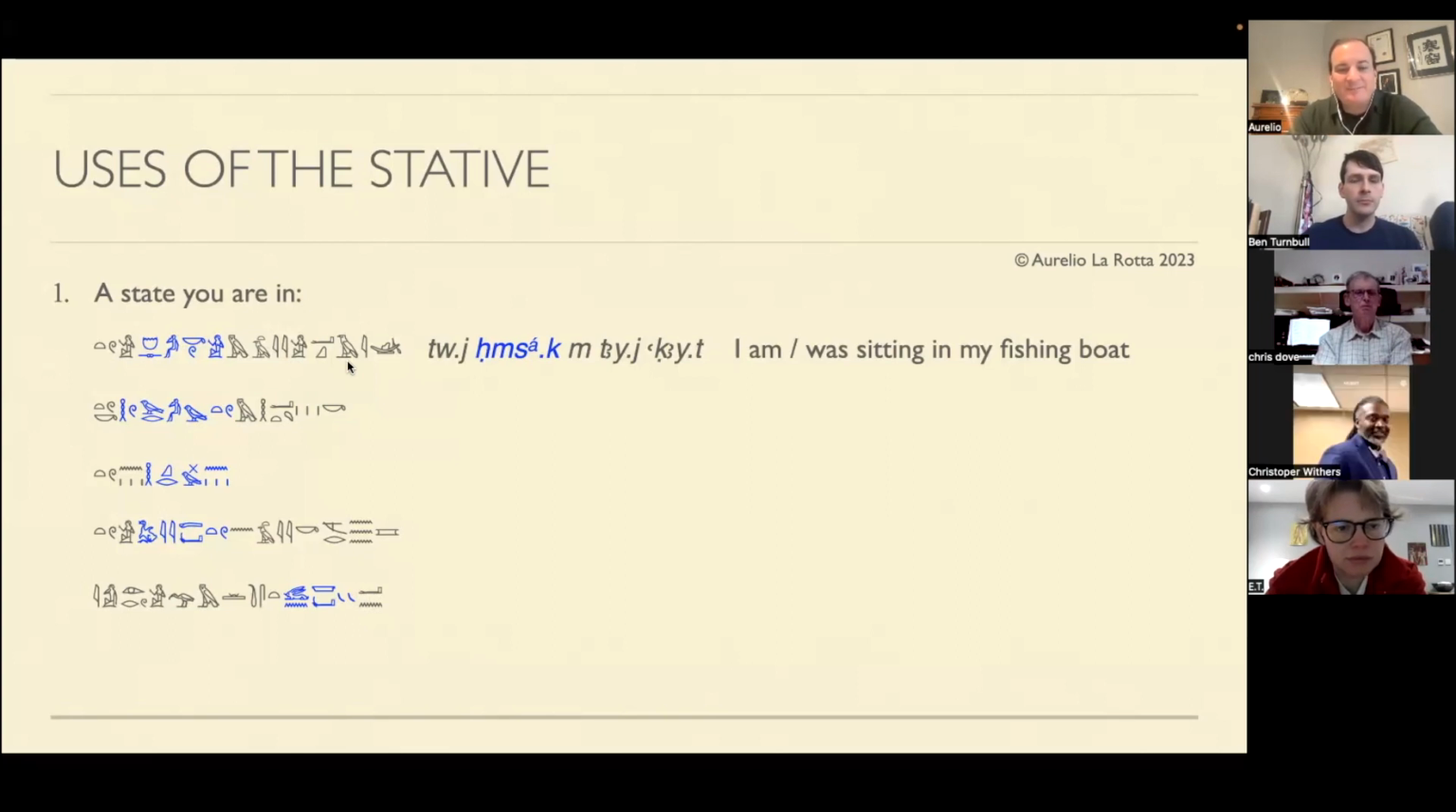So it's the old subject stative that we're used to in Middle Egyptian, right? Just written out. Hi, Chris. Just written out, you mean this one here? No, I'm saying it's the subject stative form that we're used to in Middle Egyptian, right?